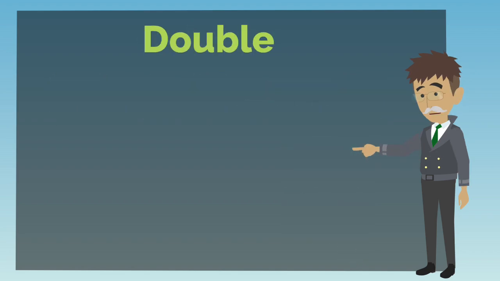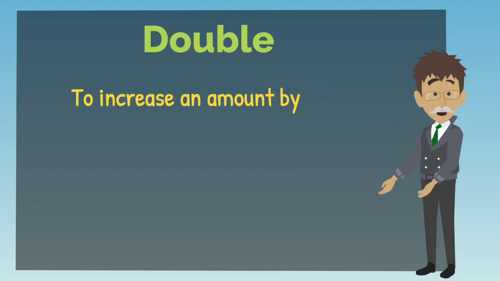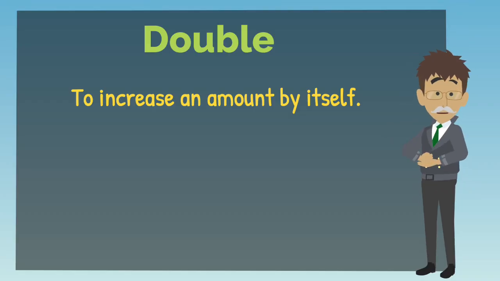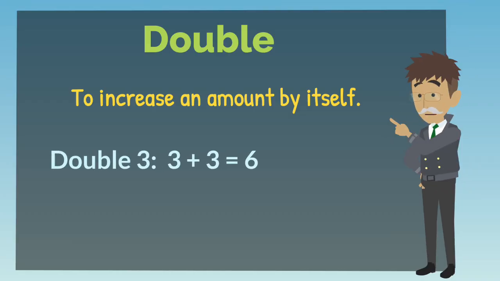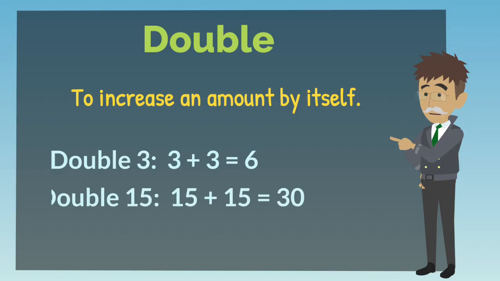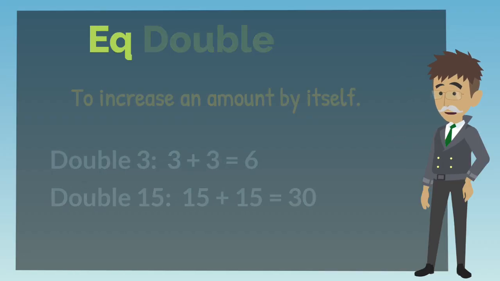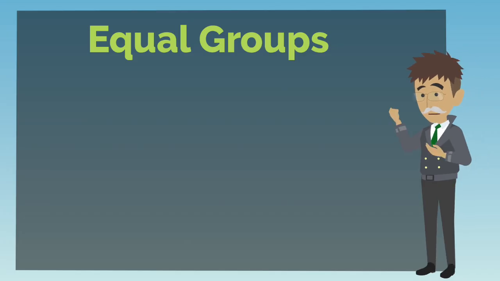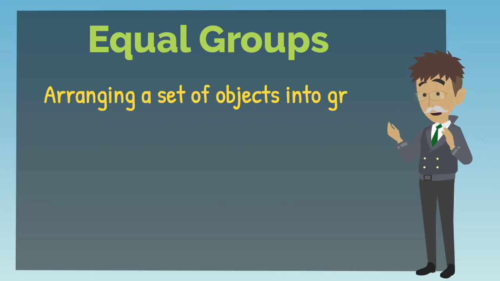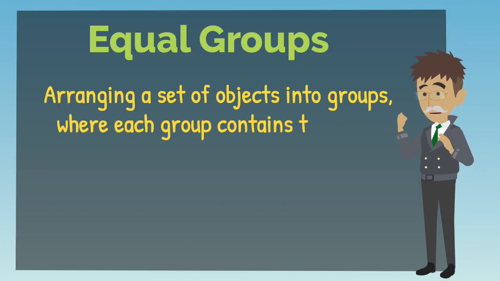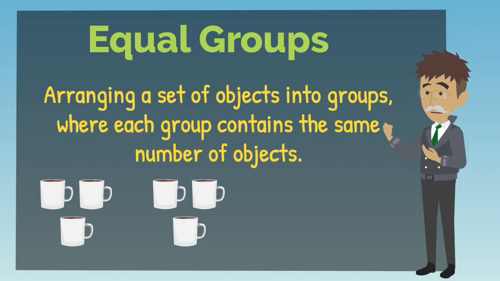Double. To increase an amount by itself. For example, doubling 3 means to combine 3 with another 3, while doubling 15 means combining 15 with 15. Equal groups. Arranging a set of objects into groups where each group contains the same number of objects.